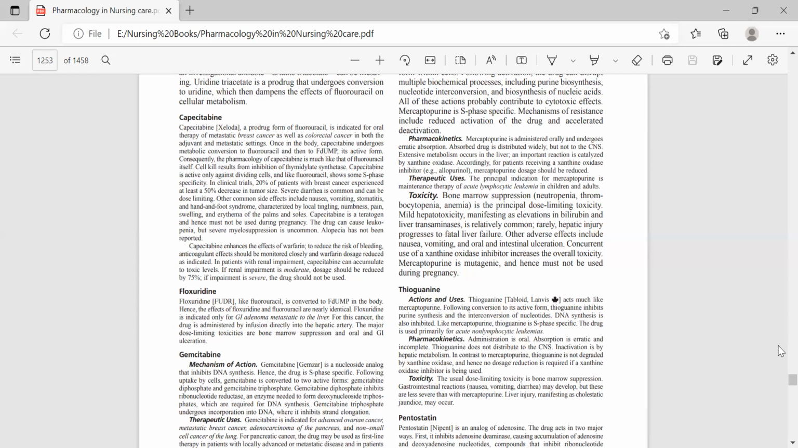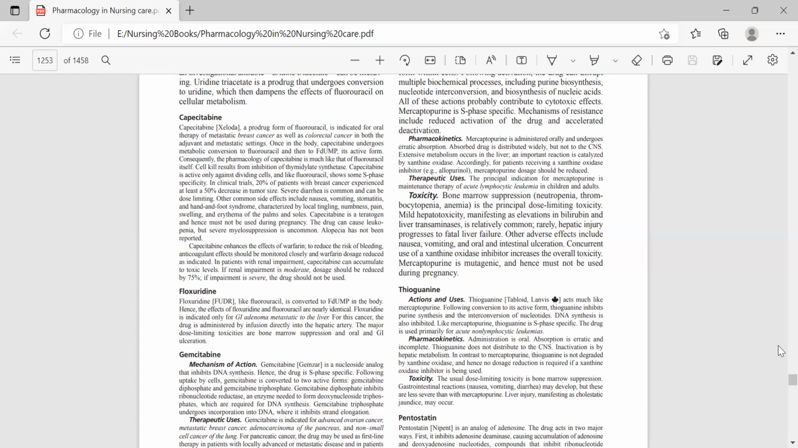The last drug in this class, the pyrimidine analogs, is gemcitabine. It is a nucleoside analog that inhibits DNA synthesis. It is also S phase specific. It is converted into two active forms, gemcitabine diphosphate and gemcitabine triphosphate. The gemcitabine diphosphate inhibits ribonucleotide reductase, an enzyme needed to form deoxynucleotide triphosphates, which are required for DNA synthesis, and gemcitabine triphosphate is incorporated into DNA, where it inhibits strand elongation.